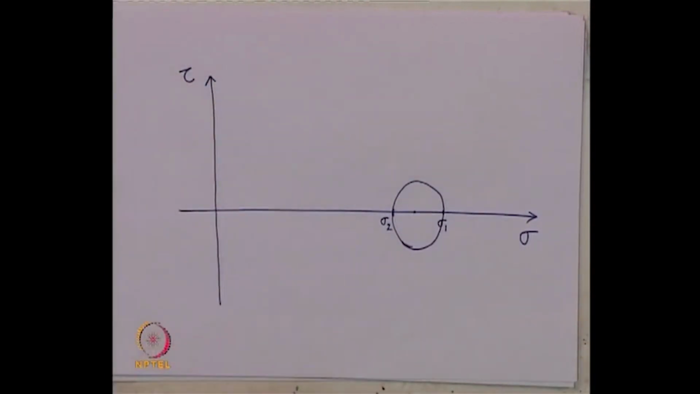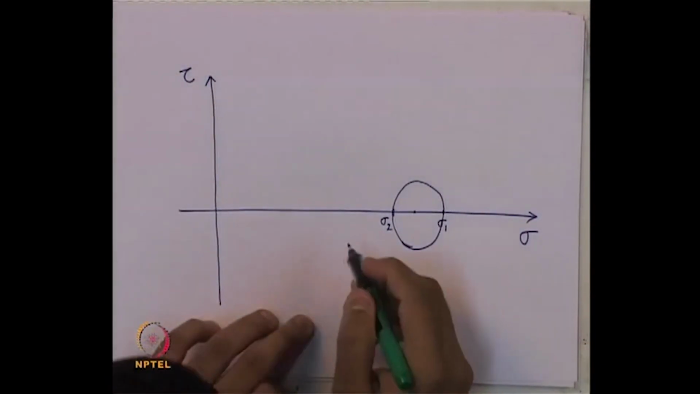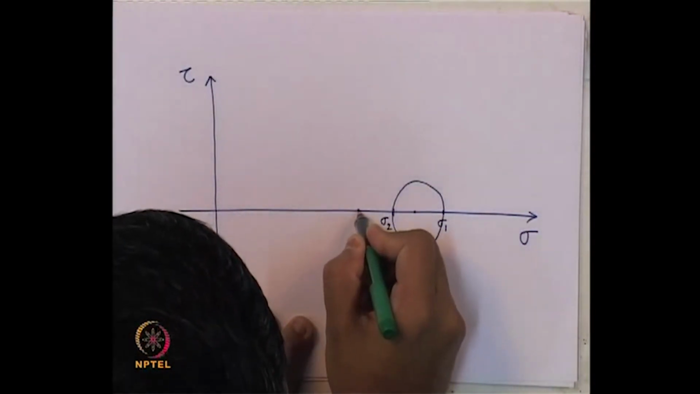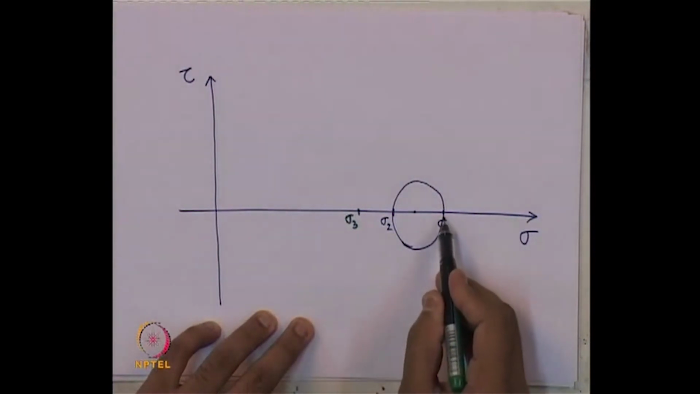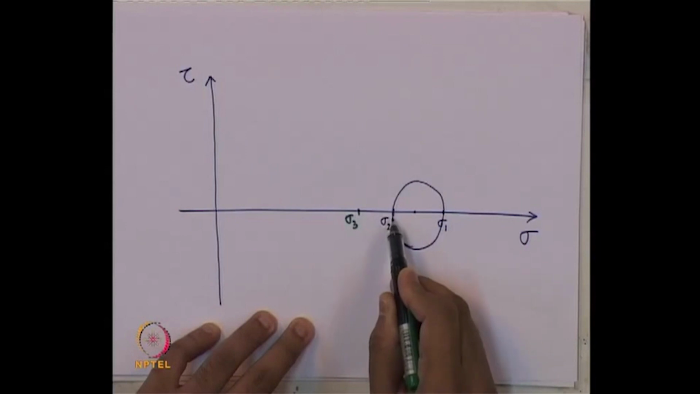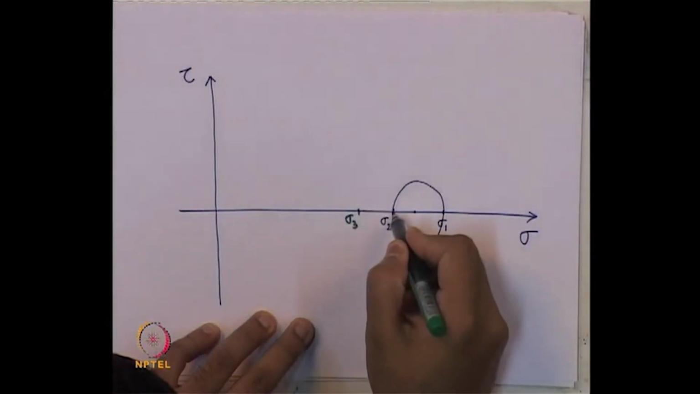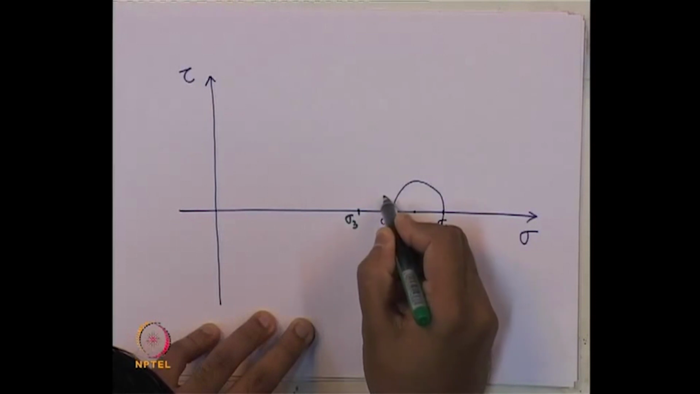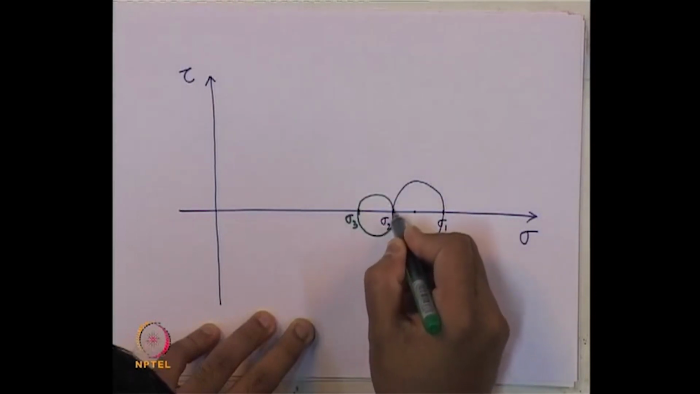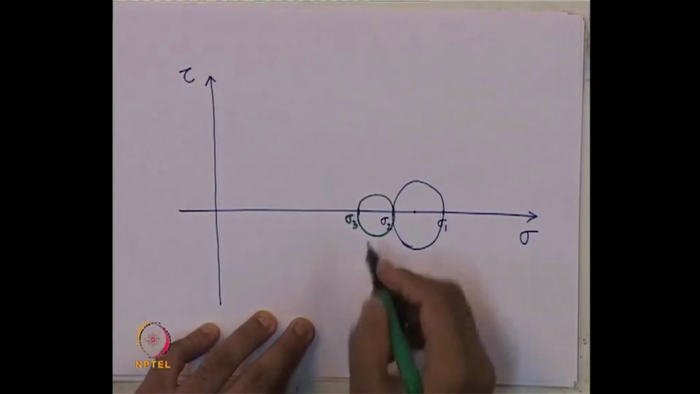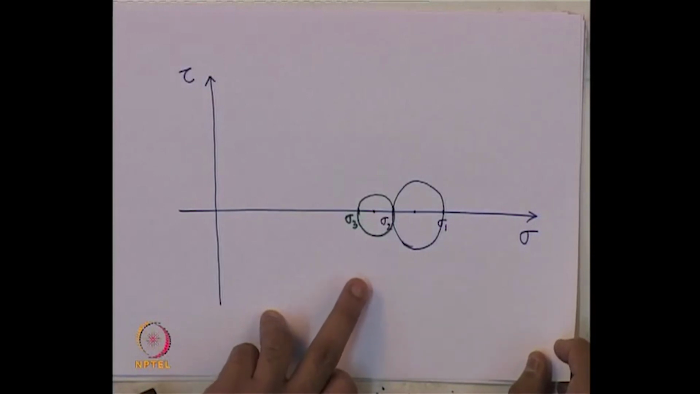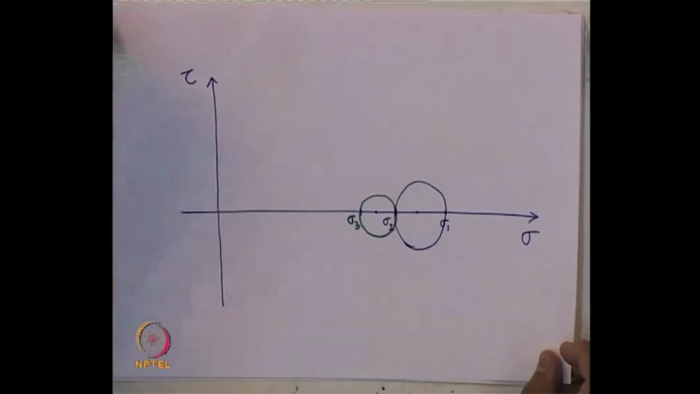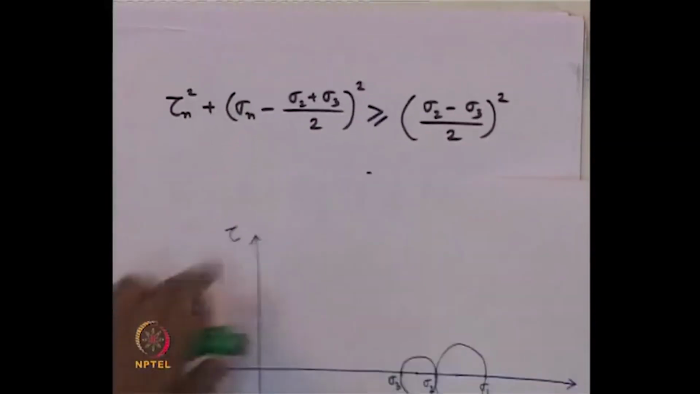Then let us plot another principal stress, which is, let us say, sigma 3. Say this point is sigma 3. Our order we have seen, sigma 1 is greater than sigma 2, sigma 2 is greater than sigma 3. Now, with these 2 points, sigma 2 and sigma 3, we can draw another Mohr circle. So, for this circle, what is the center? That is (sigma 2 plus sigma 3) by 2, and the radius is (sigma 2 minus sigma 3) by 2, which is nothing but coming from this first equation.